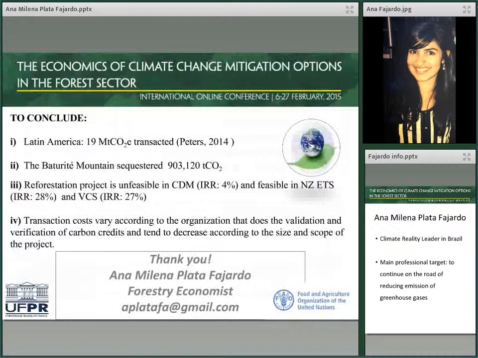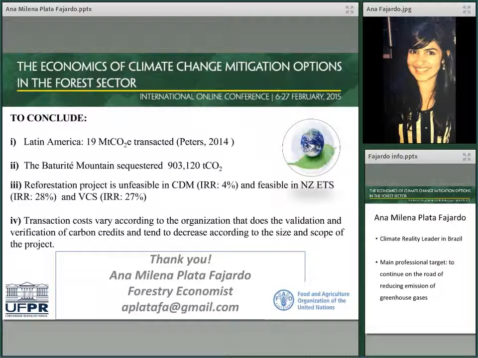To conclude, according to the Ecosystem Marketplace, Latin America translated from the region's projects 19 million tons of carbon dioxide by the year 2014. The Baturité mountain project presented here can sequester about 900,000 tons of carbon dioxide.